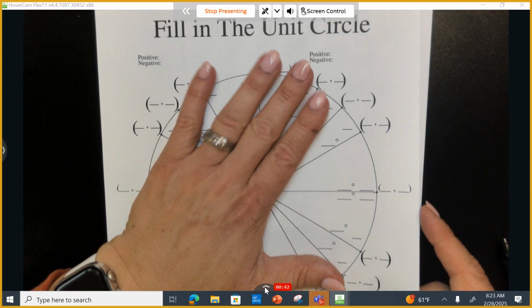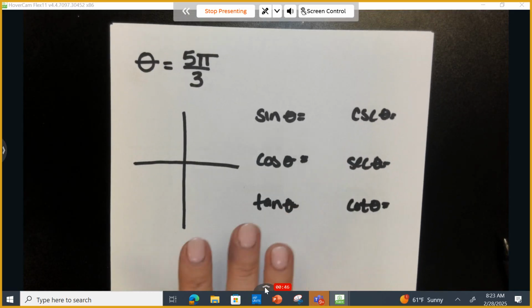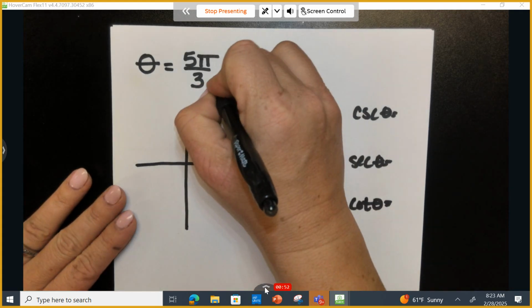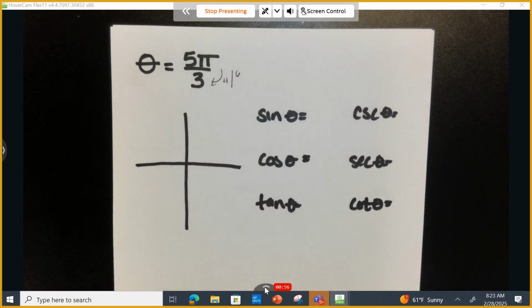And so that's why I asked you when you came in to pick up one of these and back. We're going to start with this first problem. Now, we need to locate where 5 pi over 3 is. So I'm always starting with the bottom, and I want it to be a 4 or a 6. And if it's not a 4 or 6, I need to multiply both the numerator and the denominator until the denominator is a 4 or 6.